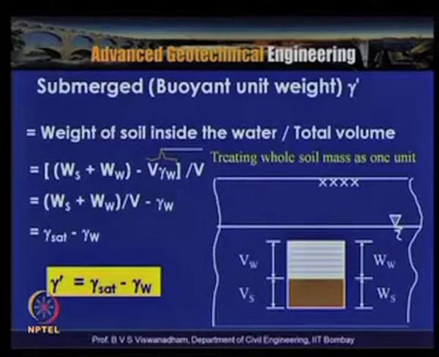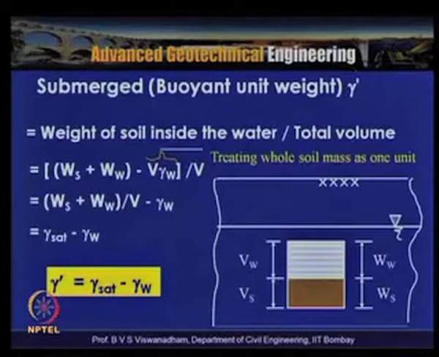Then we know that when soils are below the water table, they are in the buoyant state. So, in order to calculate stresses at certain points below the water table, you need to know the buoyant unit weight or submerged unit weight of the soil. The submerged unit weight or buoyant unit weight is indicated by gamma sub or gamma dash. So, how do we get a relation between the saturated unit weight of the soil and the unit weight of water?